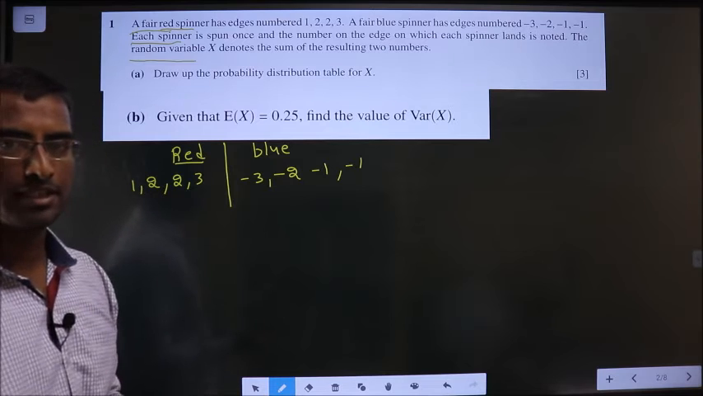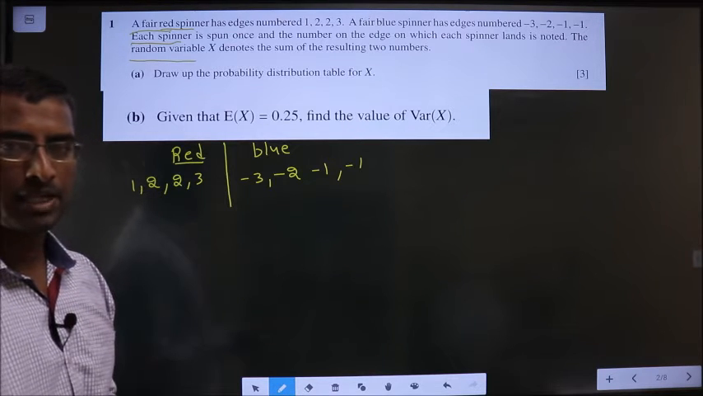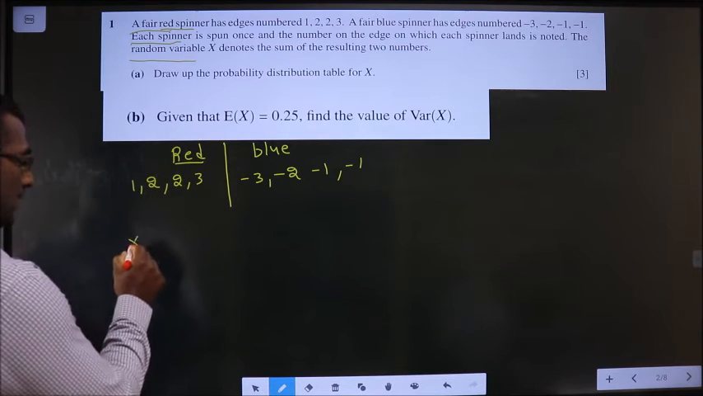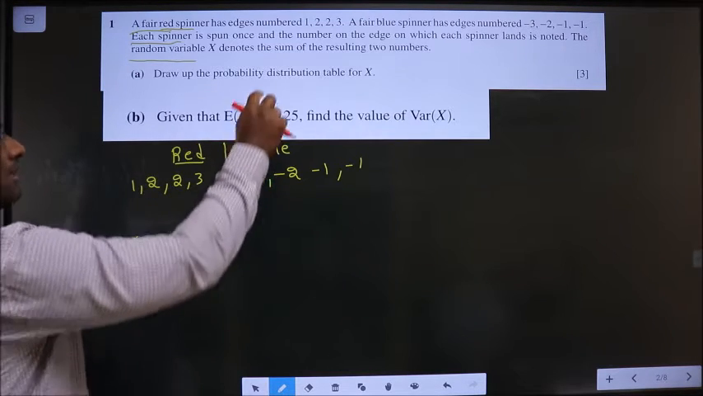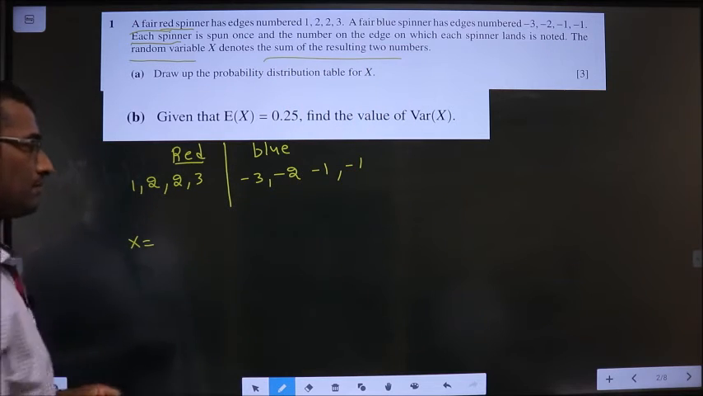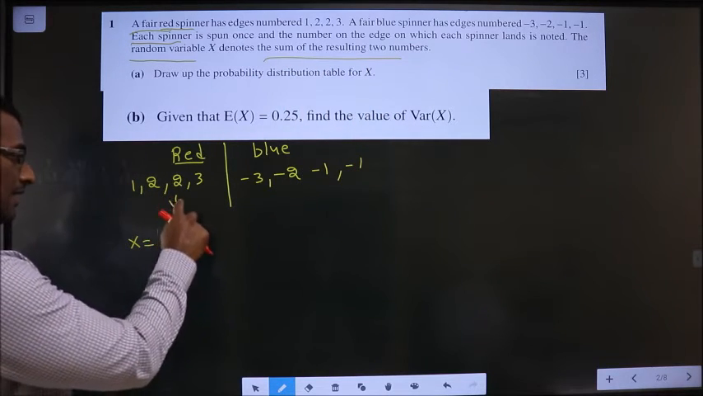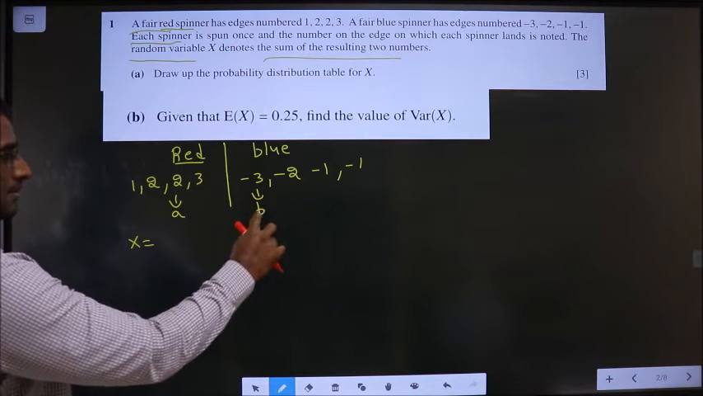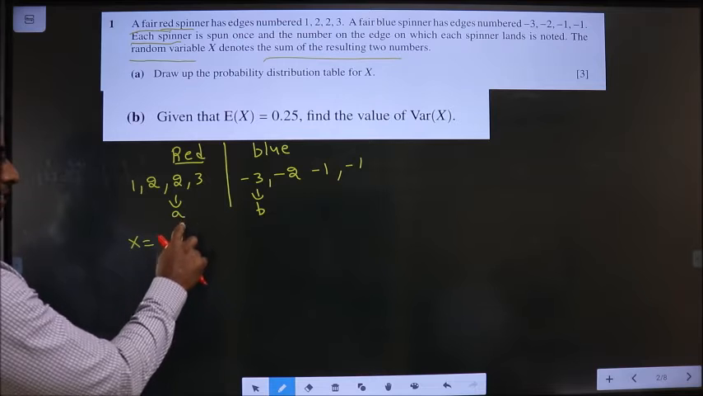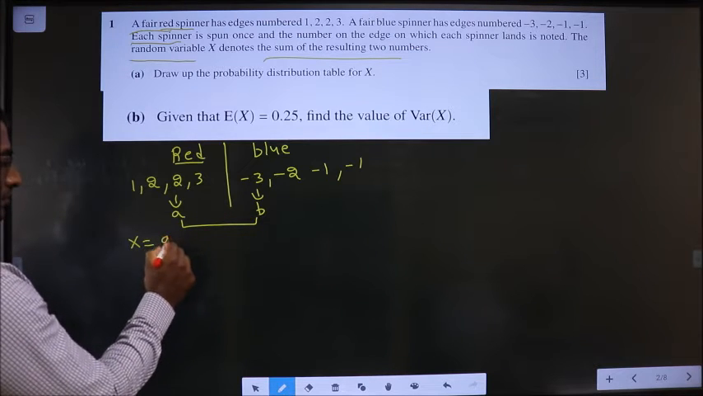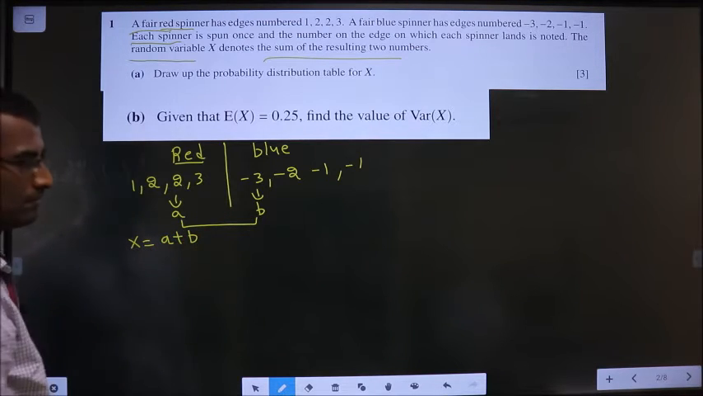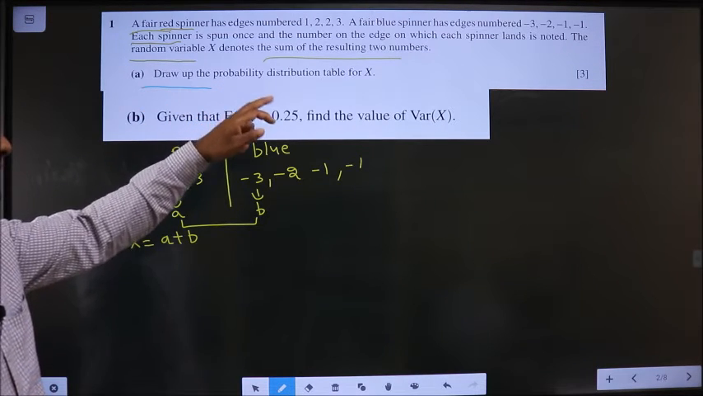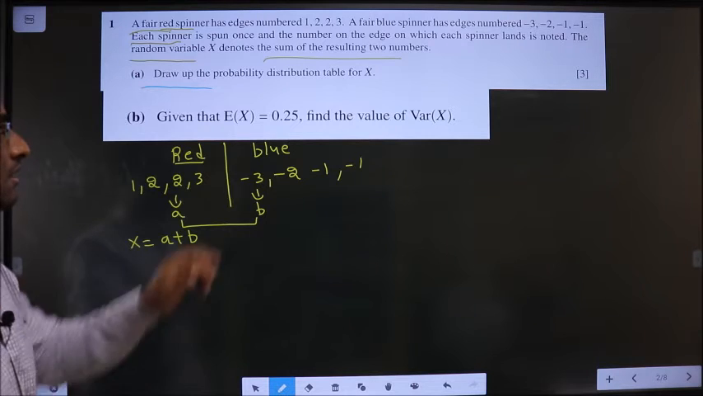What is the situation here? Each spinner is spun once and random variable x is nothing but the sum of the resulting two numbers. Let us say here the number resulted is a and here the resulting number is b. Then x is nothing but the sum of these two, a plus b. Clear so far? Next, draw up the probability distribution table for x.